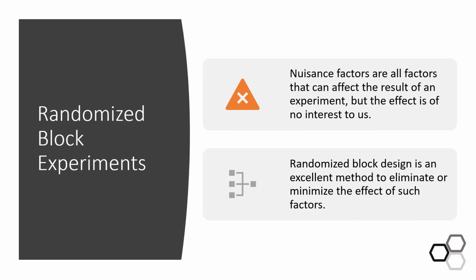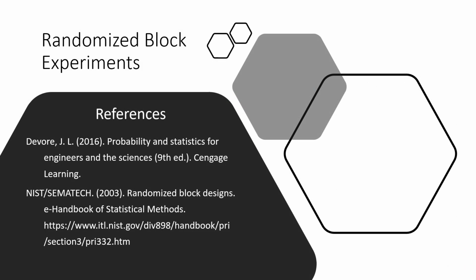In essence, nuisance factors are all factors that can affect the result of an experiment, but the effect is of no interest to us. Randomized block design is an excellent method to eliminate or minimize the effect of such factors.